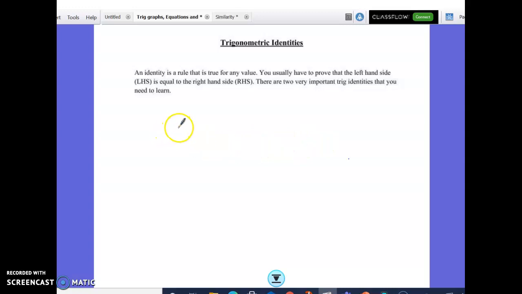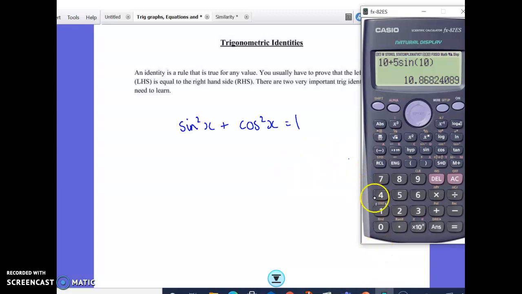You've got two trig identities. Now, a trig identity is just a rule that's true for any value at all. The first one is that sine squared x plus cos squared x equals 1. You can get your calculator out, and if you put any values at all in for x, this will work. So if we do sine of a half squared plus cos of a half squared, we'll get 1. And whatever I change that value to in the bracket, it's going to come out as 1. It's always going to be the case, okay? So that's our first trig identity.